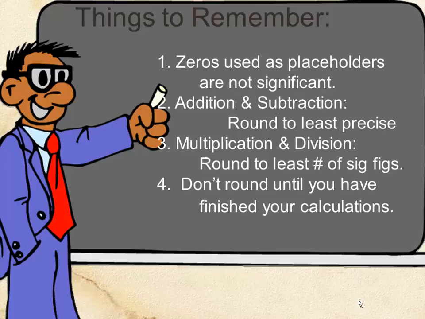Alright, things to remember. Zeros used as placeholders are not significant. Addition, subtraction, you go to the least precise value. Multiplying, dividing, you go to the least number of sig figs. And you don't round until you finish your calculation.